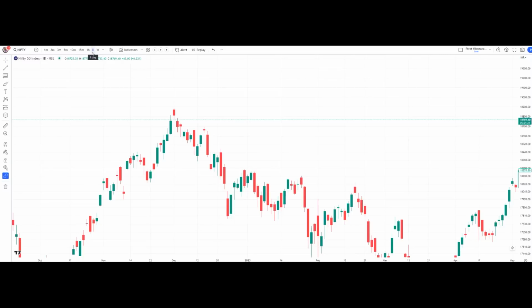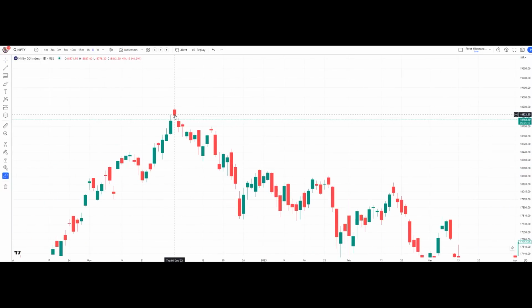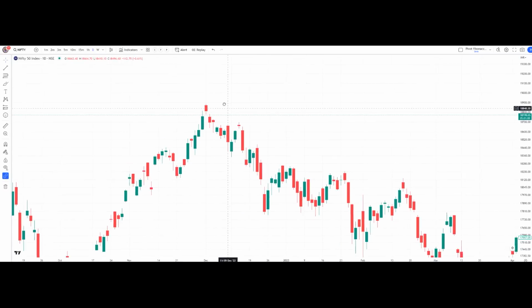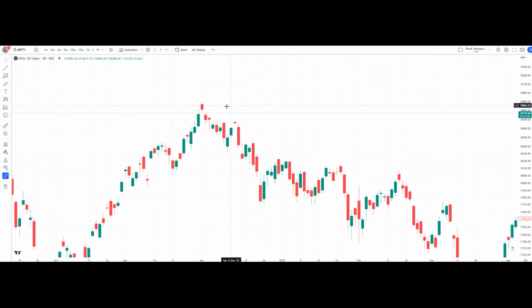This is the daily time frame of Nifty. We are going to find how we can find the top of the market or the top of the trend. Here we can see this is the red candle of Nifty and this is the lifetime high made by Nifty. After that, how can we find that this is the top?